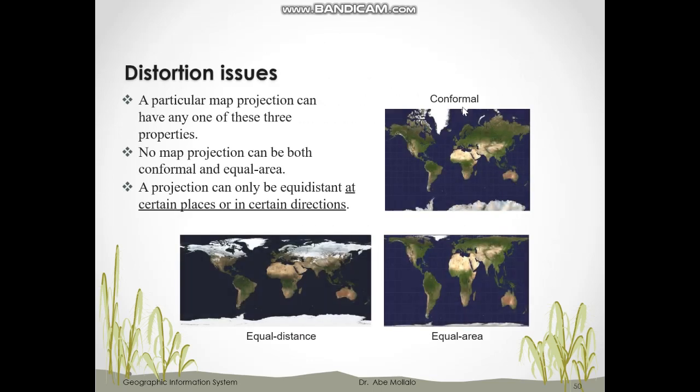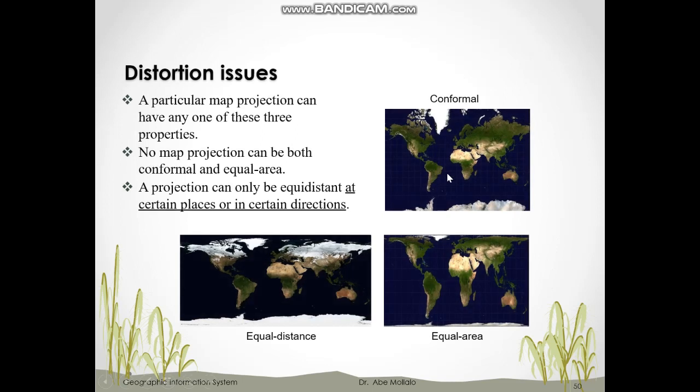So here is also a map of the conformal projection. You can see that the shapes look normal, but look at the size of Russia. The size of Russia is very big. Why? Because the conformal projection doesn't preserve the area. It only preserves the shape.